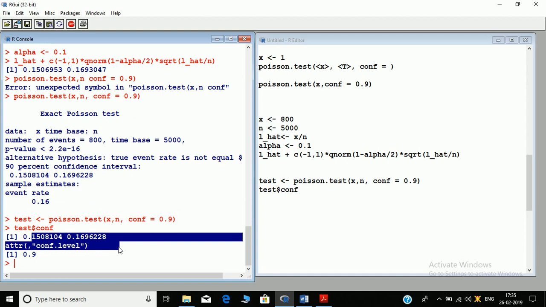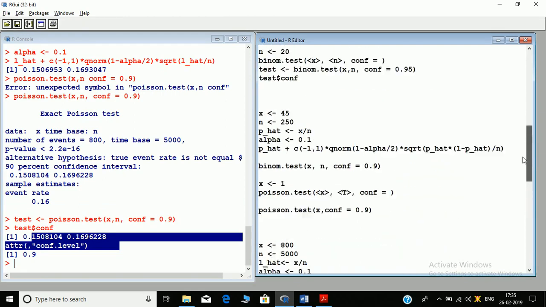Okay, that's it. This is what this was for one sample data.